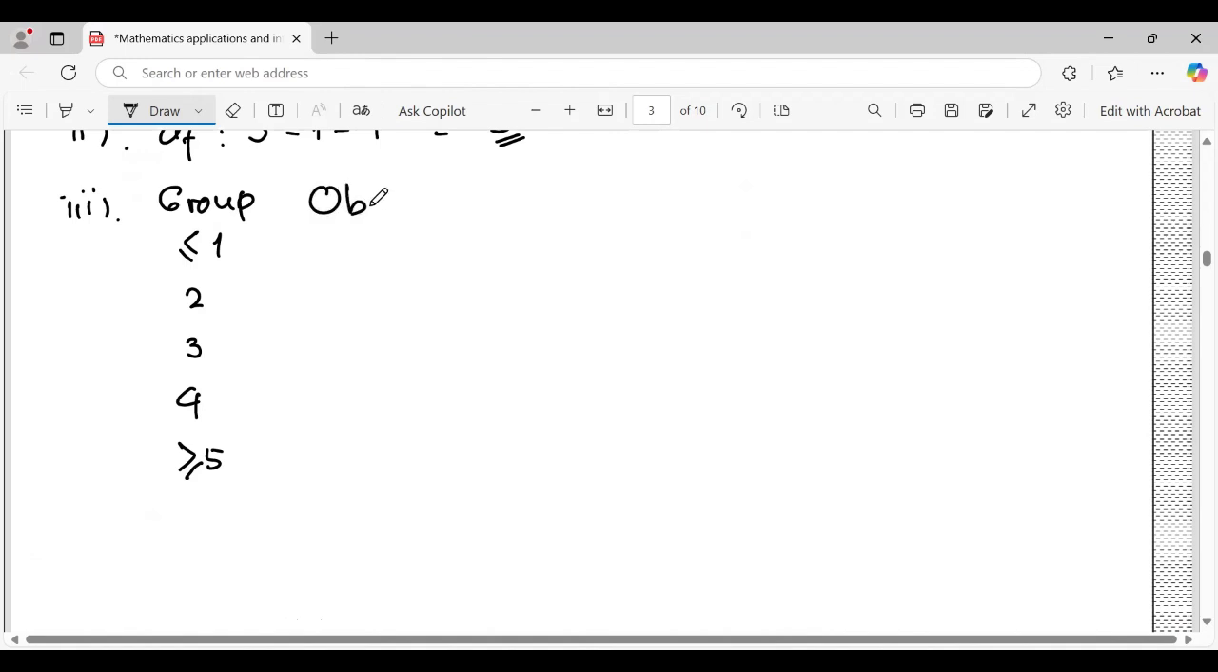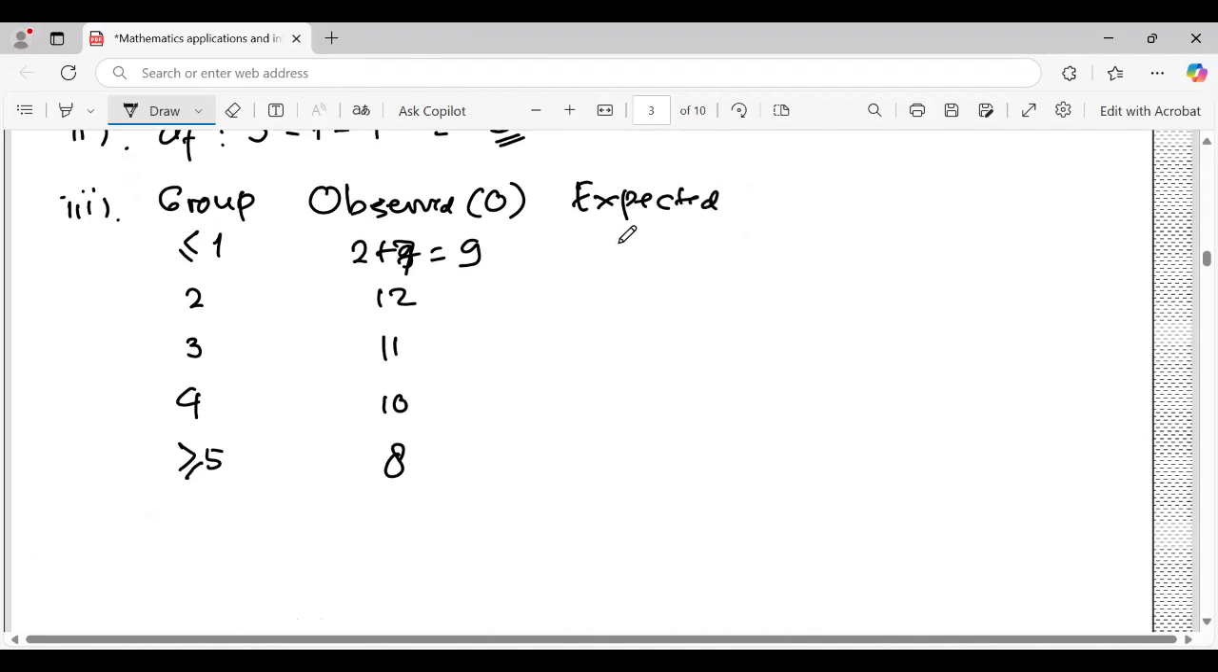Next, observed, or O. It is 2 plus 7, so 9. This is 12, 11, 10, and this is 8. You can see these numbers on both tables. The expected values are 10.9, 11.6, 11.2, 8.05, and 8.25.